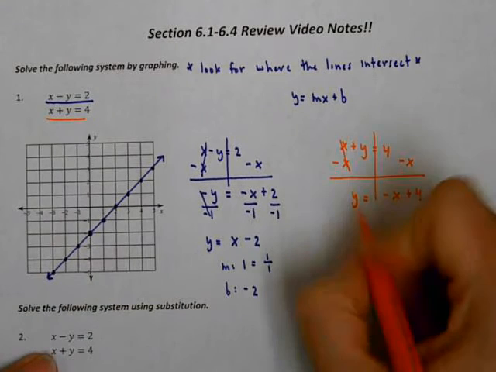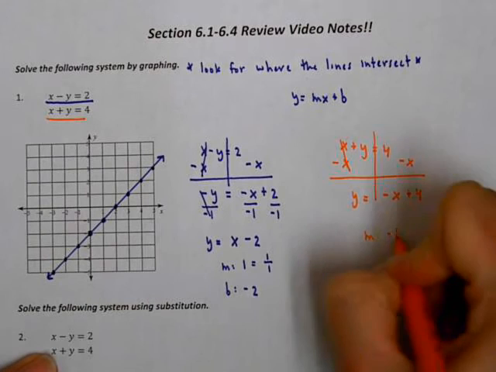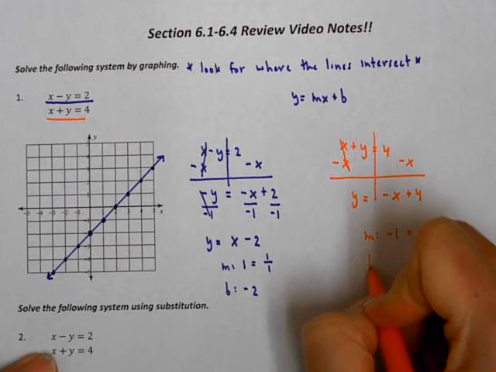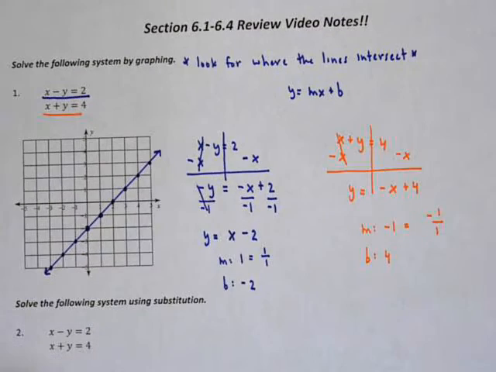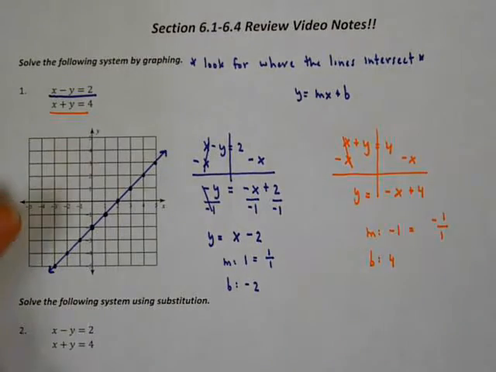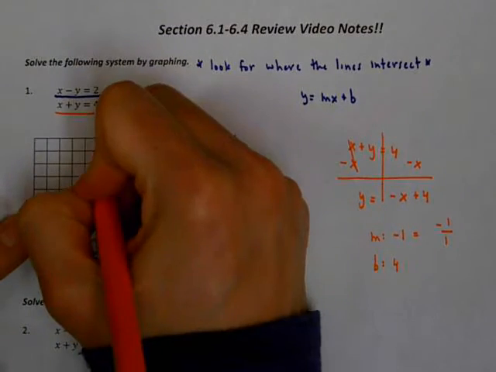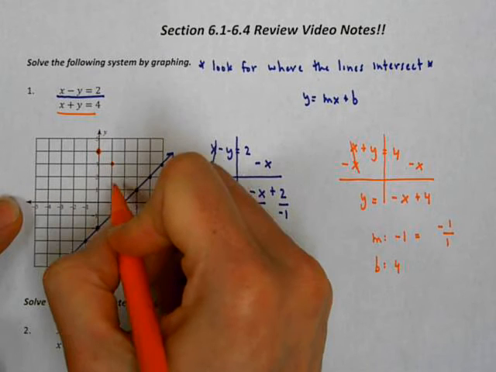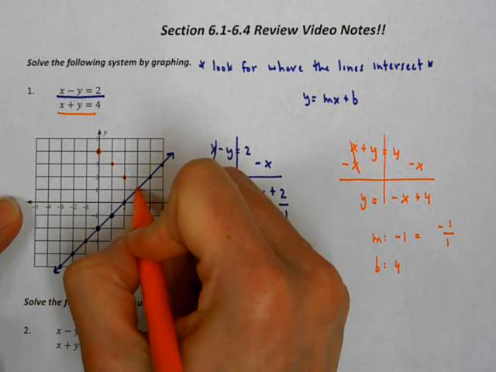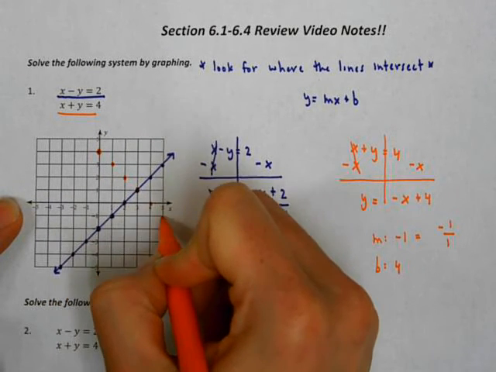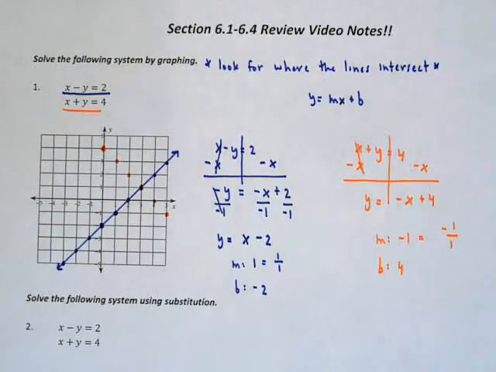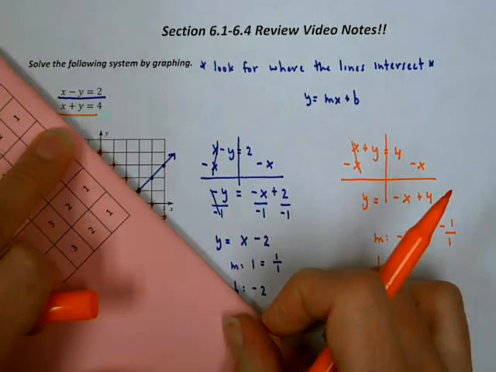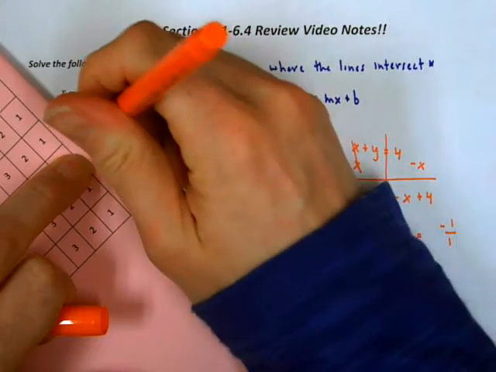So now what that means for me is my slope is -1 this time, which is -1 over 1, and my b is a positive 4. So I'm going to begin at my b. It's a positive 4, so I'm up here. My slope means I'm going to go down 1 and to the left 1. And I'm going to continue this until I see pretty clearly what my intersection point is. So now I'm going to connect my dots to make my straight line.